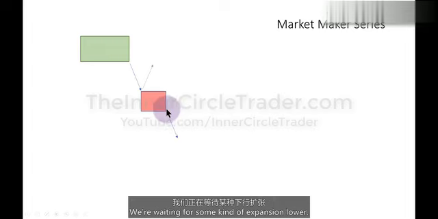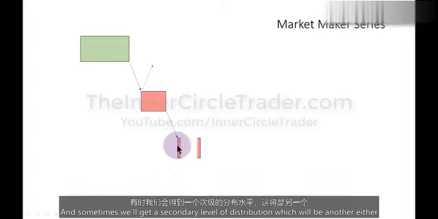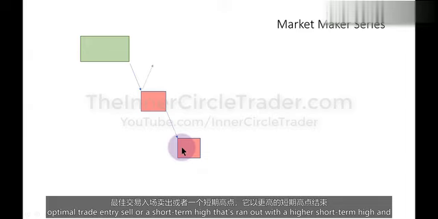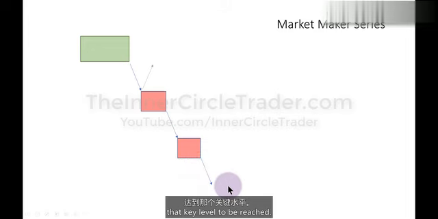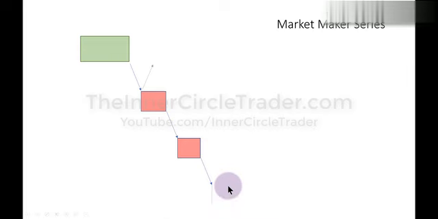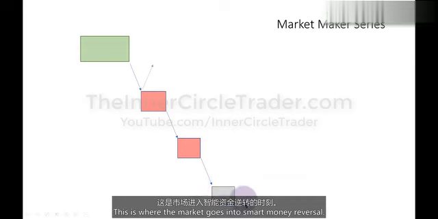And when it comes, should it come, we're waiting for some kind of expansion lower. And sometimes we'll get a secondary level of distribution, which will be another either optimal trade entry sell or a short-term high that's ran out with a higher short-term high, and then leads to another level of lower prices until we get into that area where we expect that key level to be reached. This is where the market goes into smart money reversal.